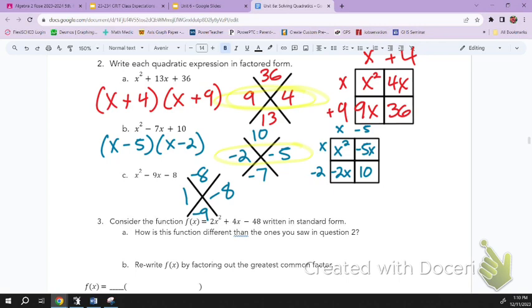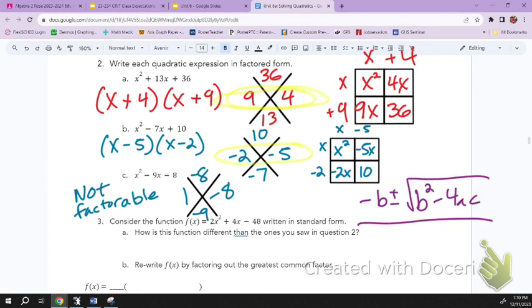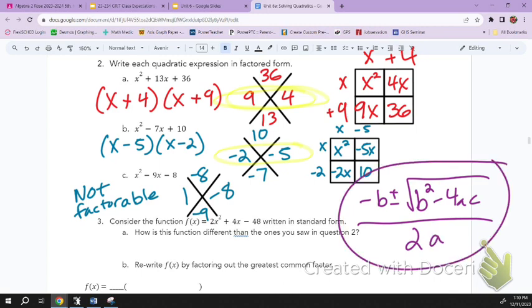So this one, sometimes it's not factorable. When we come back from break, when we have standard form that's not factorable, we'll do the quadratic formula. You did that? What is that? Oh, that's the quadratic formula. That's what we're working on the second half of this unit.